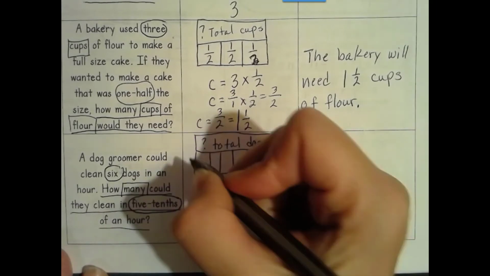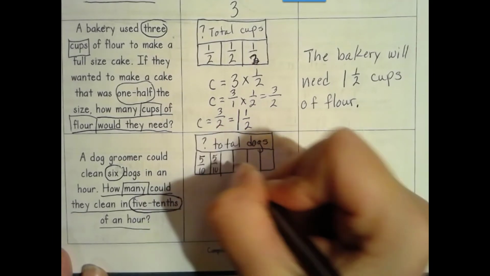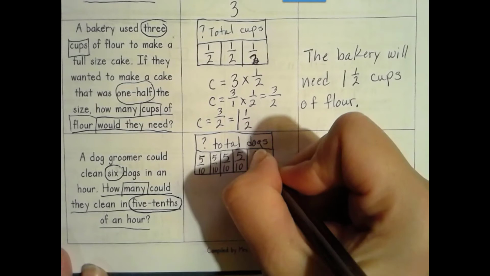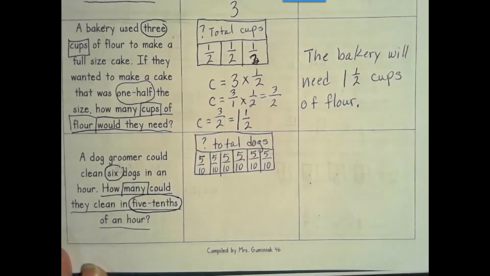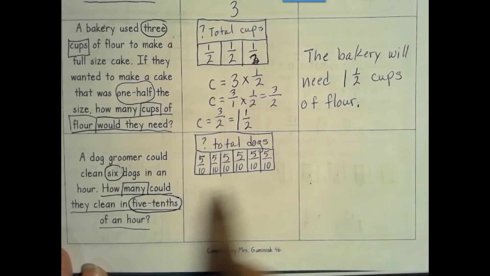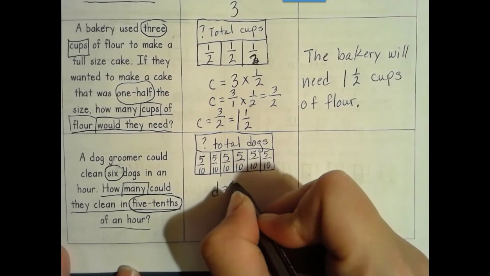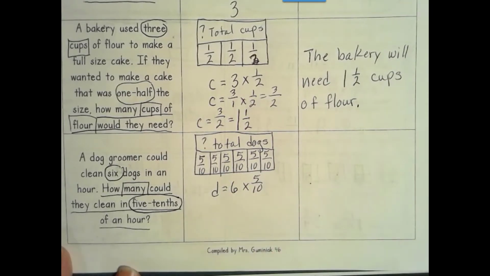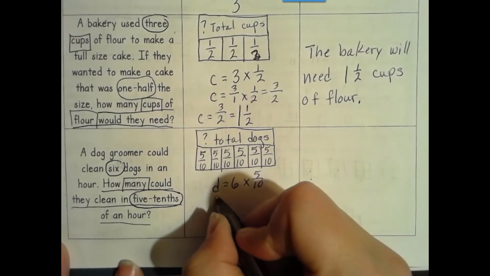Now if you only have less time, I can only do 5/10 of a dog in 5/10 of the time. Of course, you wouldn't actually do 5/10 of a dog. You would finish cleaning the dog before moving on to the next one. But this is a way of looking at it to help us create our equation. So if we had 6 groups of 5/10, or 5/10 of the 6 dogs, how many complete dogs would we be able to clean?